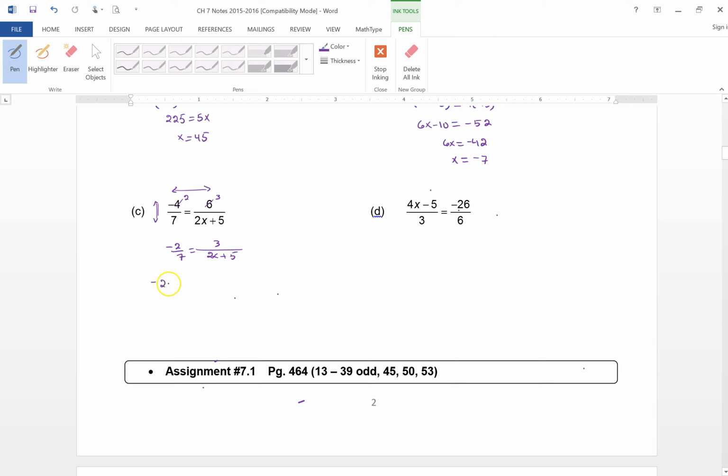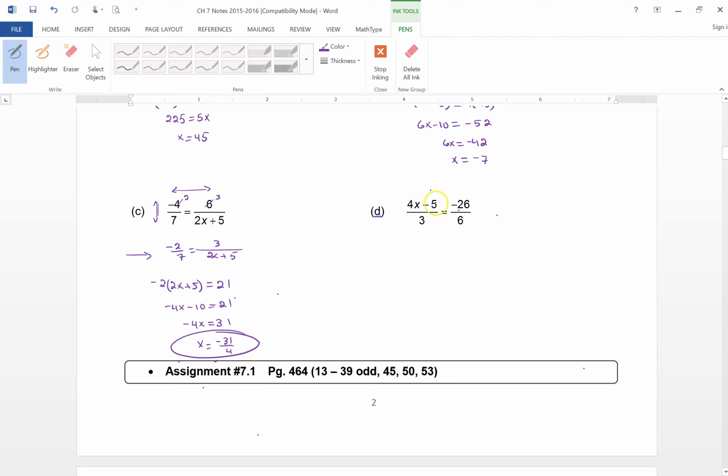So you get negative 2 times 2x plus 5 equals 21. Negative 4x minus 10 equals 21. Negative 4x equals 31, right? And x is equal to negative 31 over 4. Now, is it necessary to do this first step before you cross multiply? No. Okay, if you hadn't done that, then here you would have gotten negative 8x equals 62, and it would have gotten you the same answer. All right? It's just a possibility.